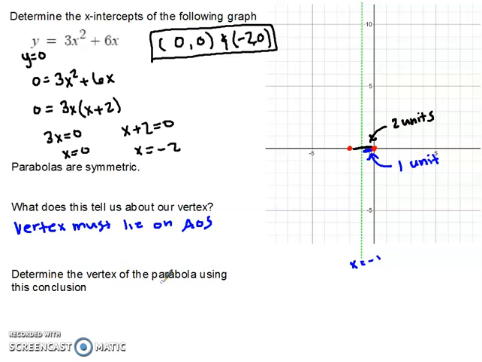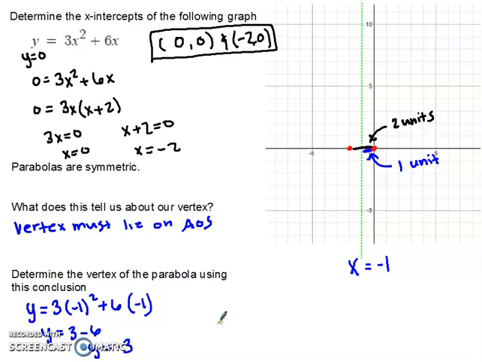So to determine the vertex of the parabola using this conclusion, well, we already talked about the fact that I must take the distance between the two x-intercepts and cut it in half. That gives me 1 unit. So that 1 unit puts me at an x value of negative 1. So then to figure out the vertex, I just go back and plug that in. y equals 3 times negative 1 squared plus 6 times negative 1. So y is equal to 3 minus 6. y is equal to negative 3. So my vertex is the point (negative 1, negative 3).